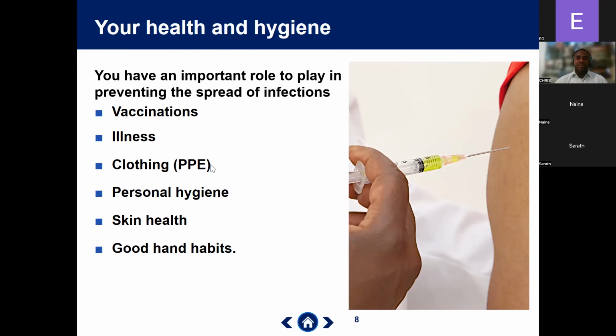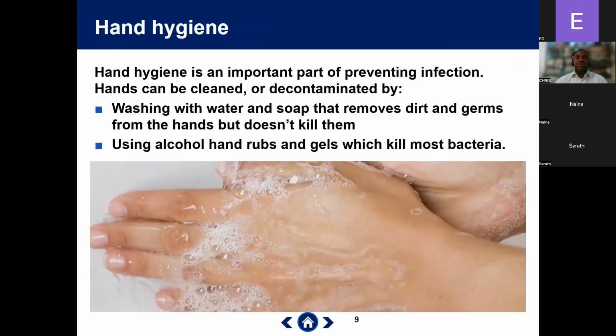Clothing, that's PPE, personal protective equipment. Make sure that we wear the appropriate clothing. Personal hygiene, we keep ourselves safe in order to keep others safe. Skin health, we have to make sure these are in good shape. Good hand habits, again, like what Nina read to us, hand hygiene. So these are some other further steps we need to take, and then make sure that we don't share or use the same needles with anybody. That is also important.